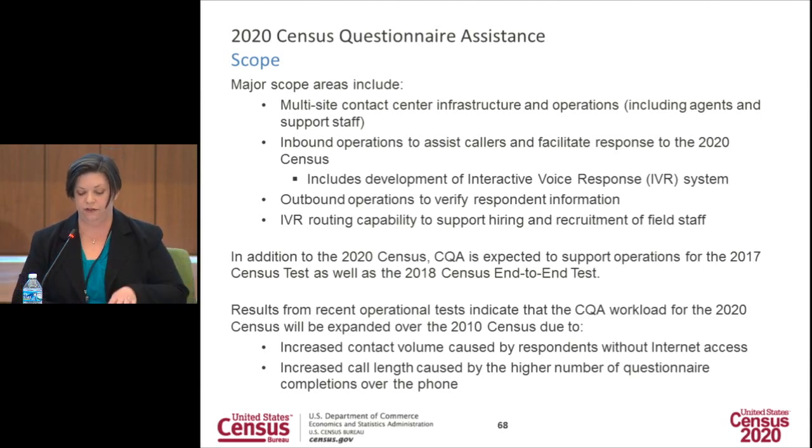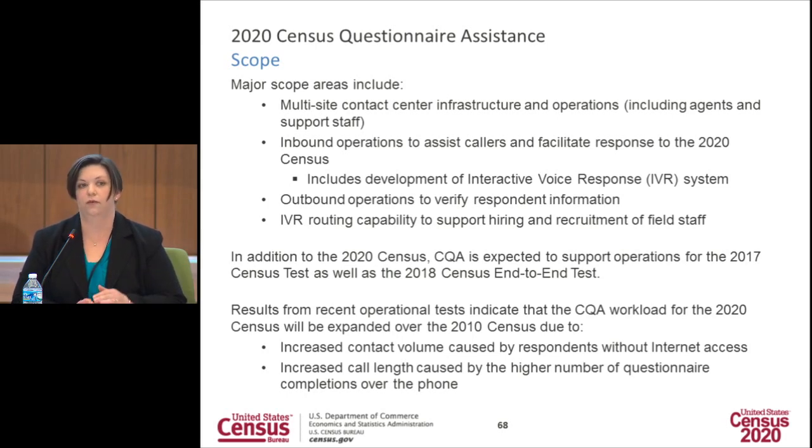All right, to fulfill those functions, the 2020 CQA operation includes several scope areas, both in terms of physical infrastructure and operations. Major scope areas for the 2020 CQA operation include a contact center infrastructure over multiple brick and mortar sites, as well as all aspects of operations, including agents and support staff. Inbound operations to provide assistance and ultimately facilitate response to the 2020 census. This includes the development of an interactive voice response system, the IVR system, which will play a key role in the number of calls that are ultimately handled by a live CQA agent.